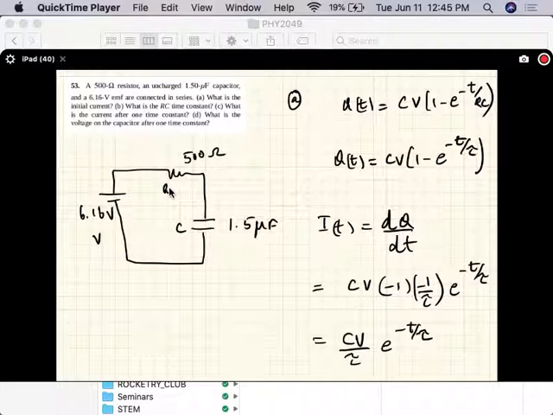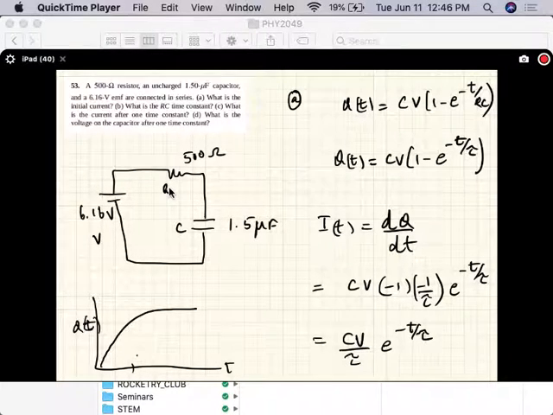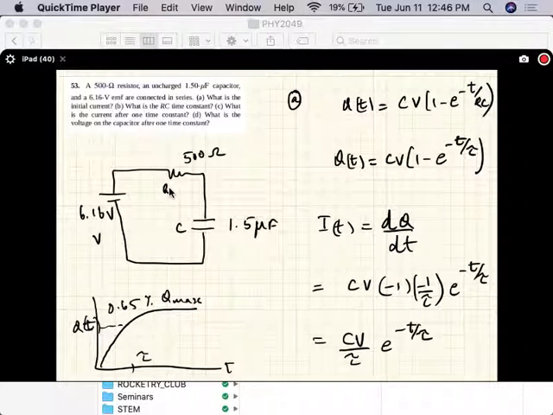Okay, so the time constant is an important factor in all these circuits. So Q(t) charges like that, and after one time constant, it's charged to about 65% of the max charge. Okay, 0.65 times the max charge. So that's what the time constant means.